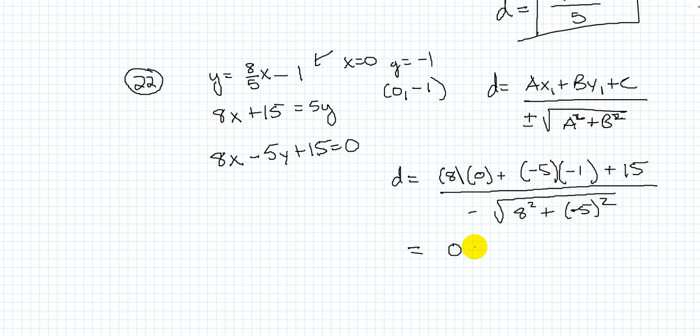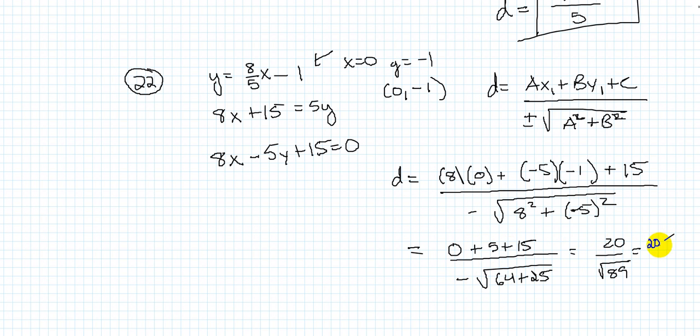So we got 0 plus 5 plus 15 all over 64 plus 25. So we got 20 over root 89. I'm dropping the negative. So that's 20 root 89 over 89. And that would be the correct answer.